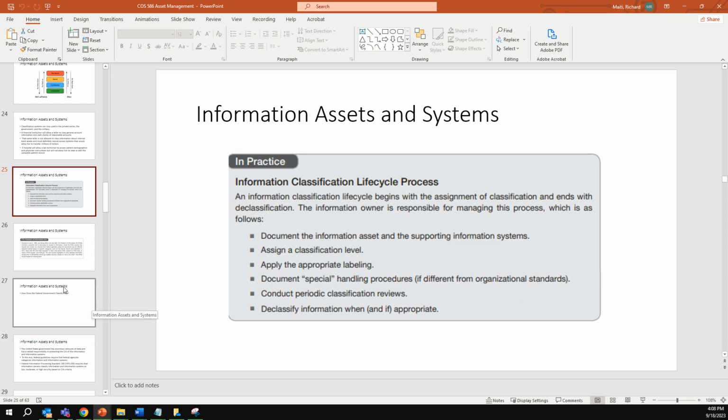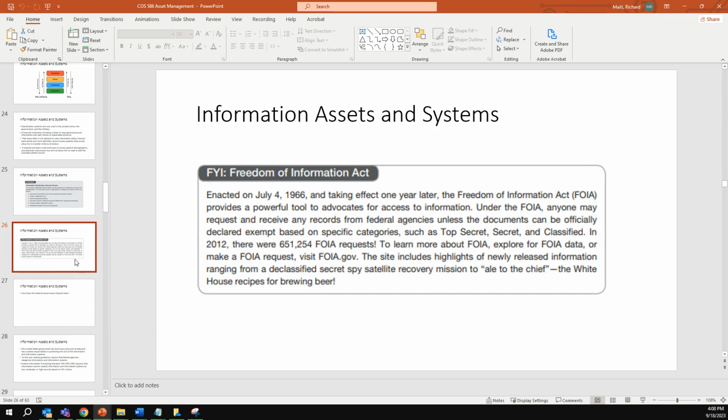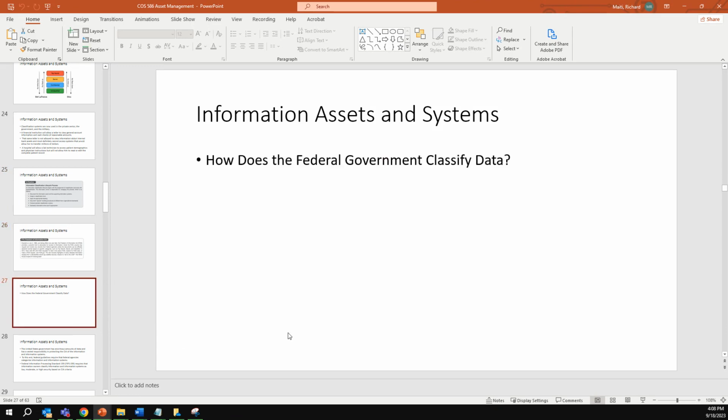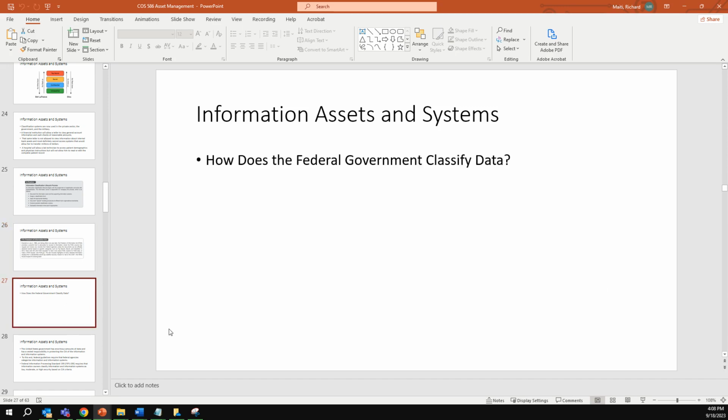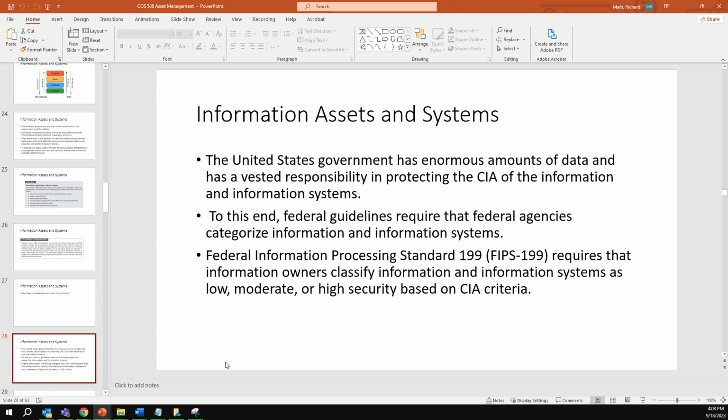Here's a life cycle process example, one of the Freedom of Information Act policy, so things you can look over. How does the federal government classify data? The United States government has an enormous amount of data and has a vested responsibility to protect the CIA, confidentiality, integrity, and availability, of the information and information systems. Federal guidance requires federal agencies to categorize information and information systems.